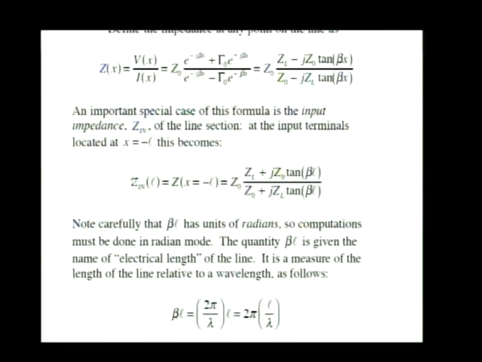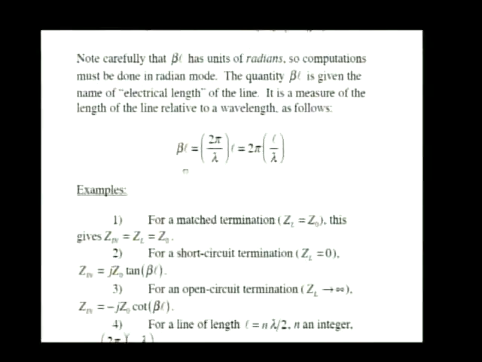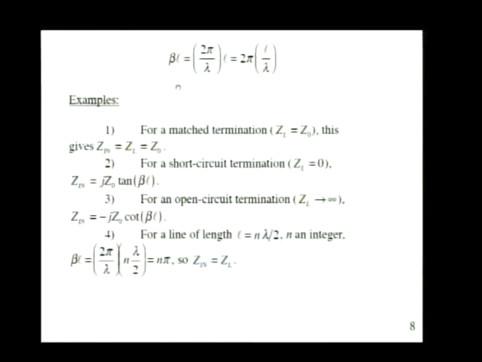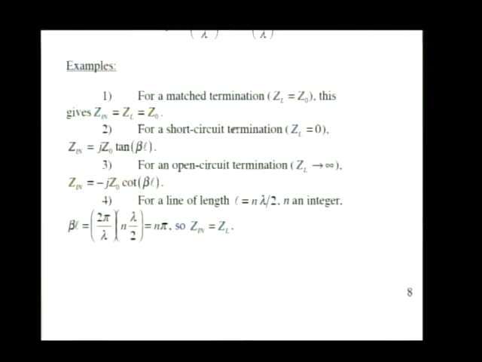This is another nice thing about having the load matched to the characteristic impedance of the line, is that you don't have to worry about how long the line is. You're always going to see 50 ohms as the input impedance, or characteristic impedance of the line as the input impedance. All right, let's take a look at a couple of other extreme conditions.